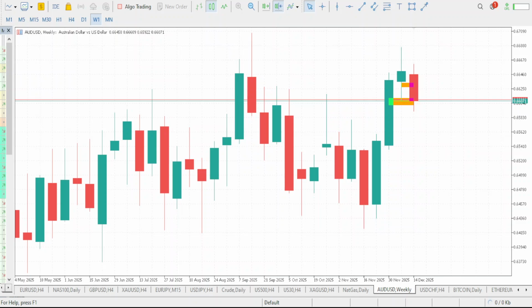So now let's see what we would be expecting on our AUD USD. So this is the AUD USD now, right?